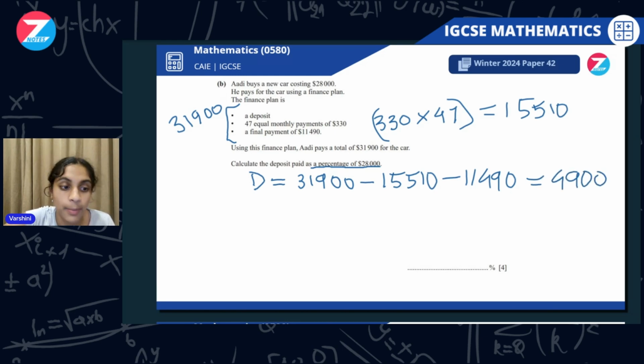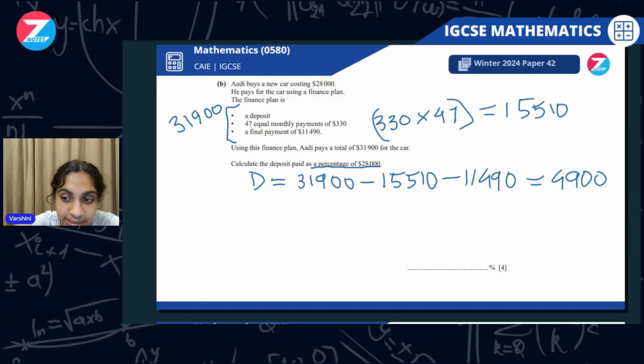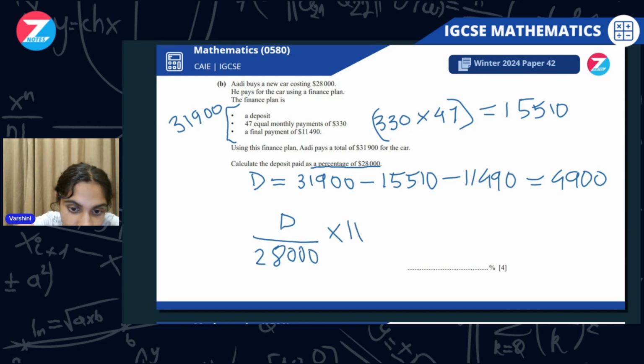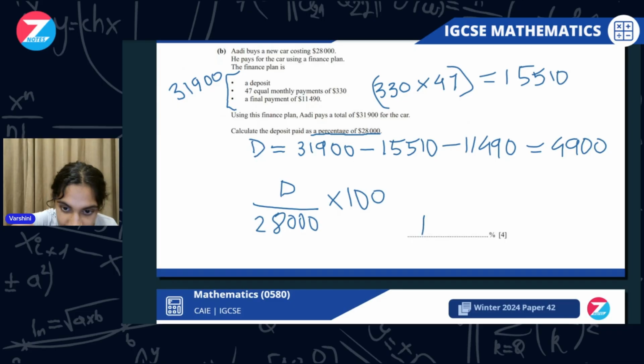So now we know the deposit, but we don't just want the deposit. We want it as a percentage of 28,000. So we know the formula for percentage is the part by whole into 100. And over here, the deposit is the part. So it's going to be D, which is the deposit, 4900, divided by the 28,000, which we wanted it as a percentage of, into 100. We're just going to do 4900 divided by 28,000 in our calculator into 100. And we'll get 17.5, which is our answer.